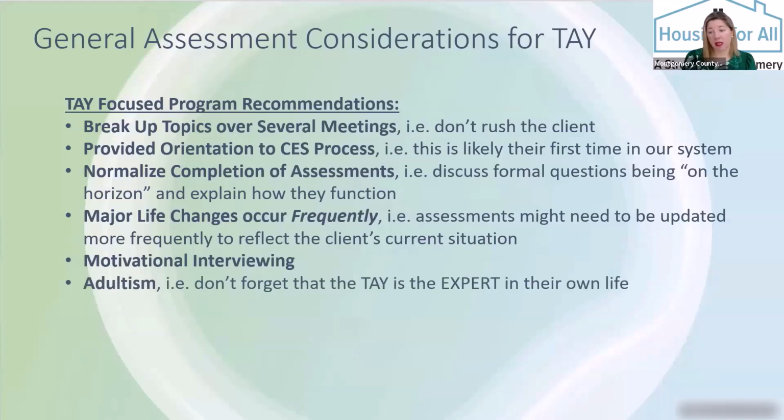Adultism. So, per Wikipedia, adultism is a bias or prejudice against children or youth. So, basically, it's assuming that as the adult, you know what's best. Just because the TAY's brain is still developing and they're in a time of exploration doesn't mean you know what's best for the person. You always have to remember the TAY is the expert in their own life, and you don't want to infantilize them. You want to treat them as an adult. You wouldn't tell a 50-year-old you should be doing this and this and this is how you succeed, right? You shouldn't be doing that. So why would it be okay with a transition age youth?